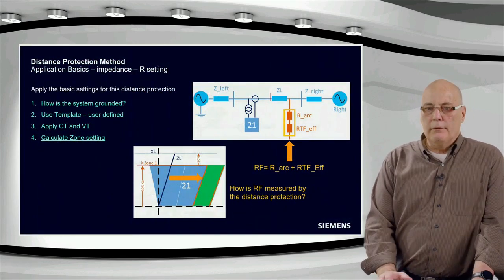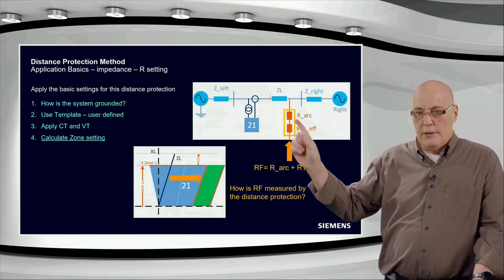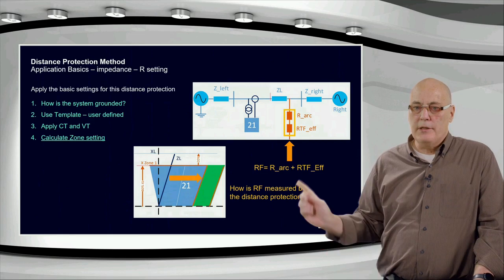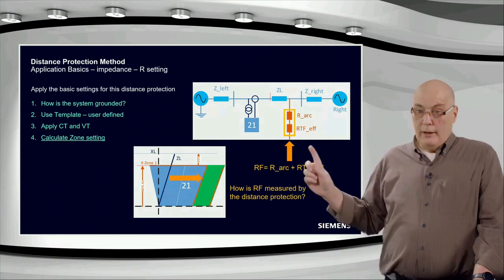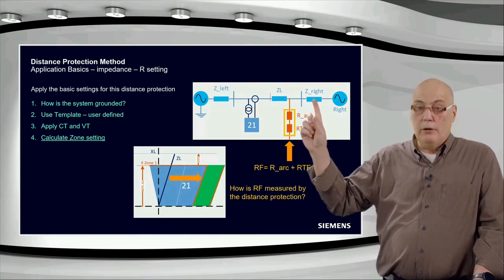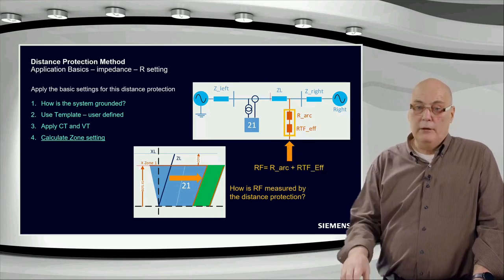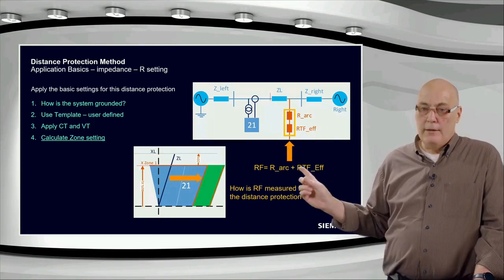So to do the resistance setting now, we have to consider for the ground fault these 2 resistances in series here. And that gives us the total fault resistance. Remember, we have to calculate them carefully, the RTF, tower footing, with consideration of remote infeed. The R arc is not affected by the remote infeed. So we properly summate these 2 values.